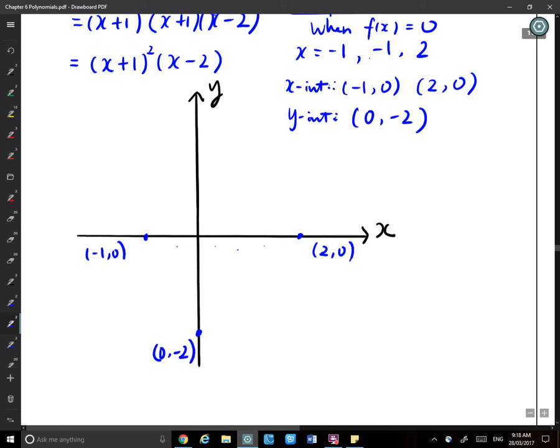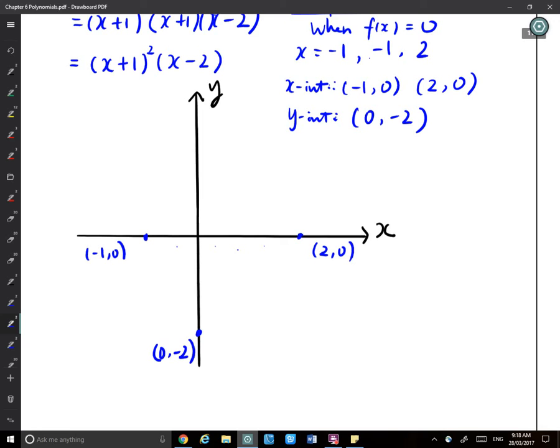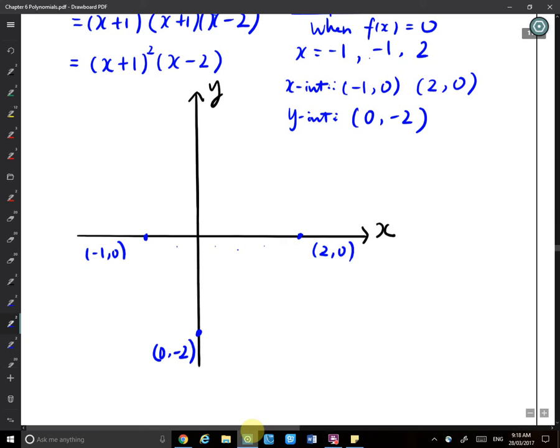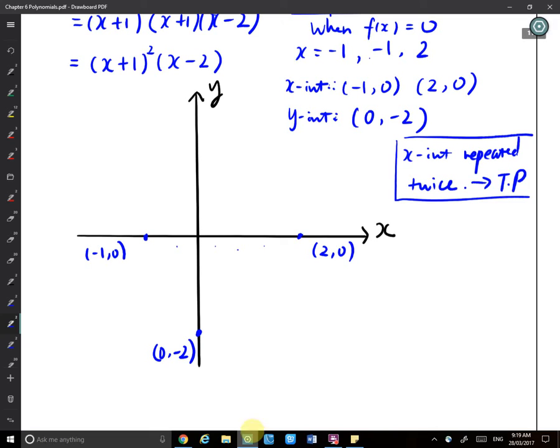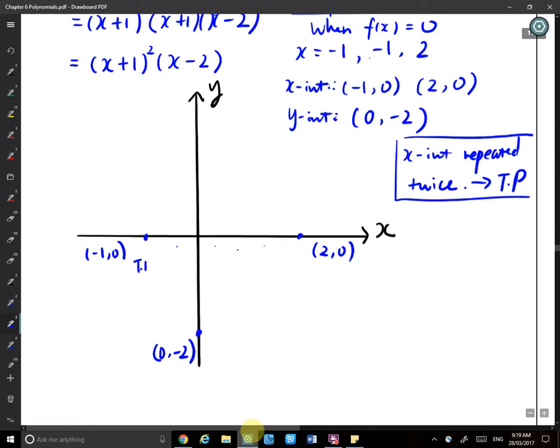Okay, remember, if I have a repeated factor, I repeat twice. An x-intercept repeated twice will become a turning point. So the minus 1, 0 is actually a turning point. I label a turning point here to remind me that it should be a turning point.